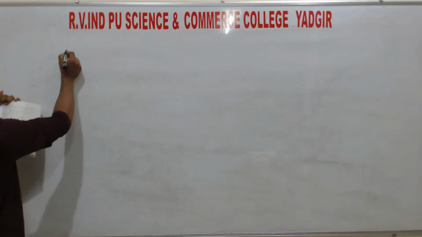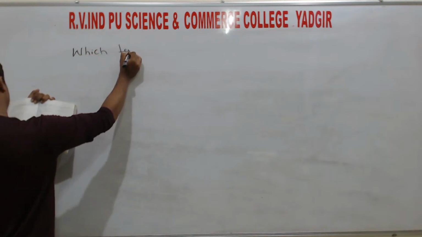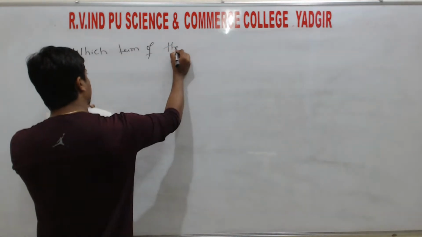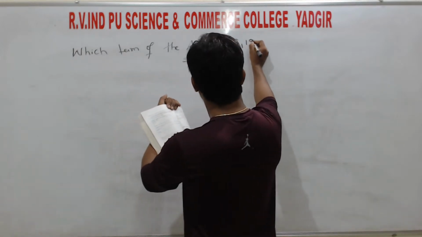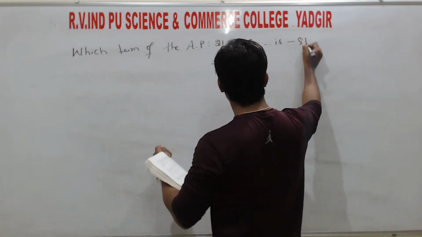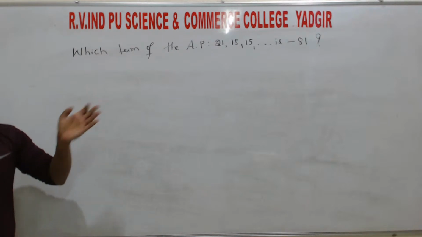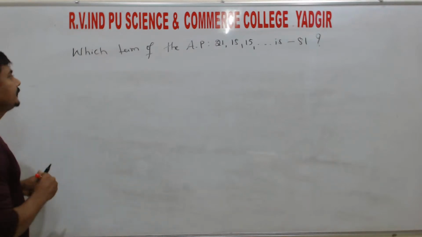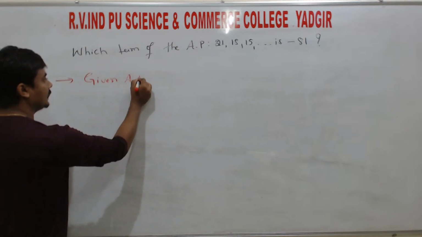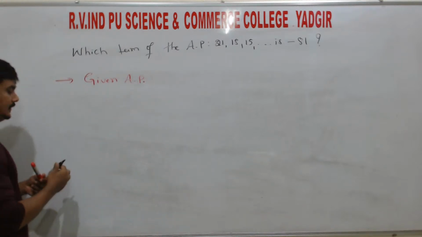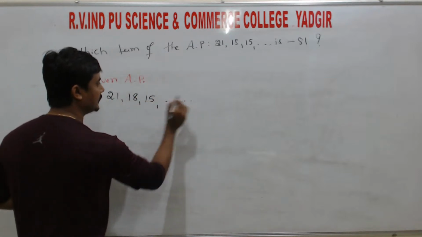Now, next question. A question of similar nature. This is a short question. Which term of the AP 21, 18, 15, and so on is minus 81? This is the question. Already we have solved a problem of similar nature right now, is that not? So first we will note down the given AP. So here the given AP is 21, 18, 15, and so on.